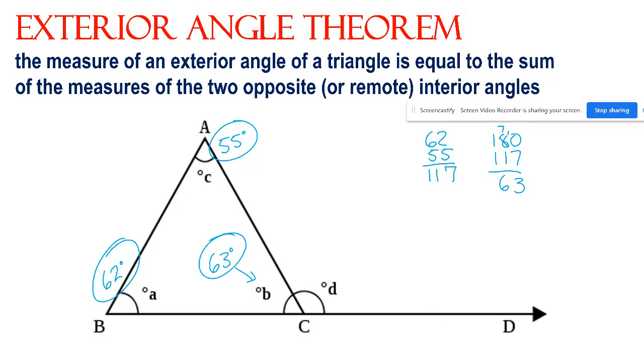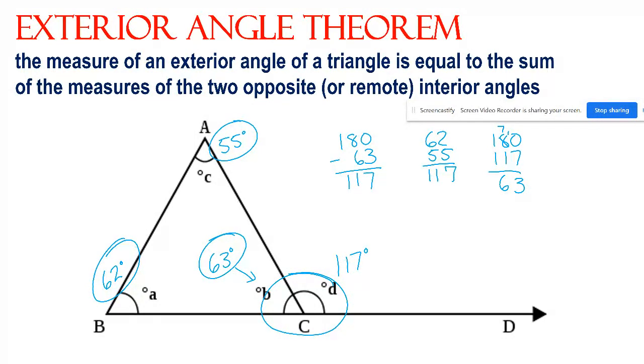So if I then wanted to find the exterior angle, what I could do is say, well, these two angles here, they make a straight line. They have to add up to 180. So I would take 180 and subtract my 63, and I would get, again, 117. So there's different ways to arrive at the same answer, but the quick way to do it, if you know two of the opposite interior angles, if you want to find the exterior angle, just add them together.